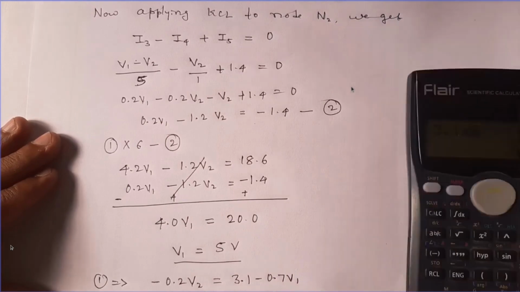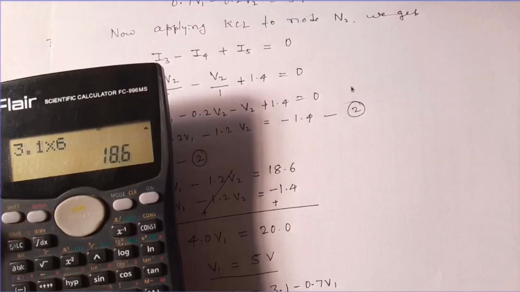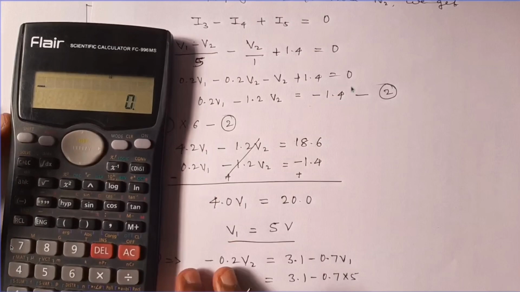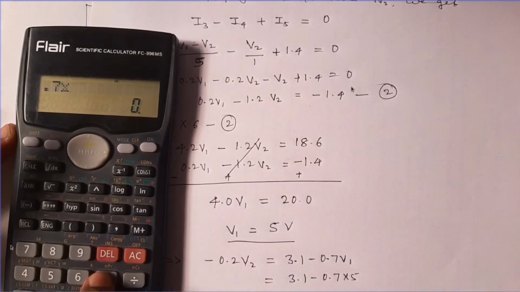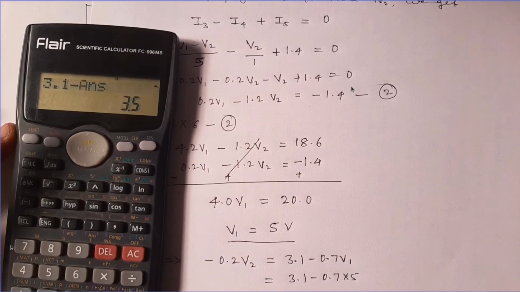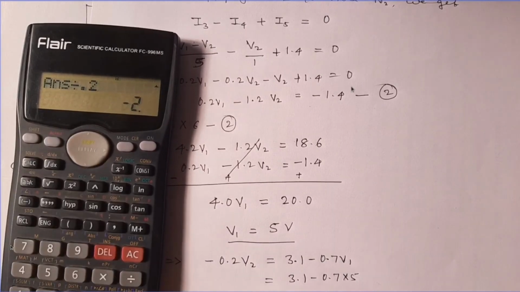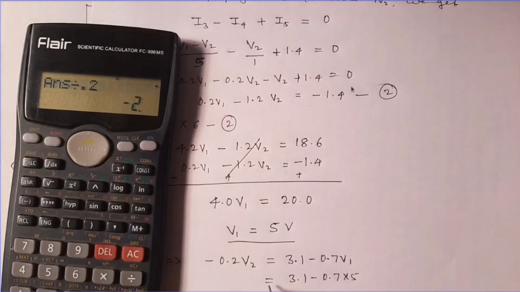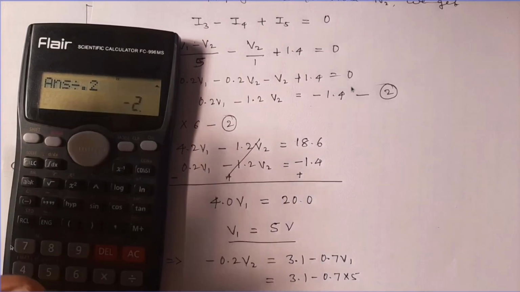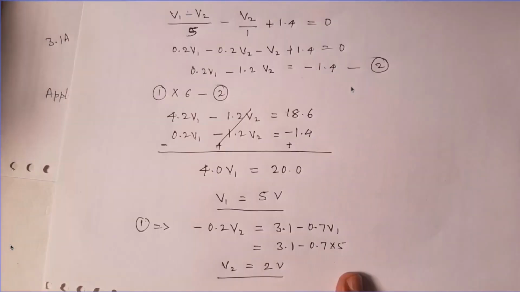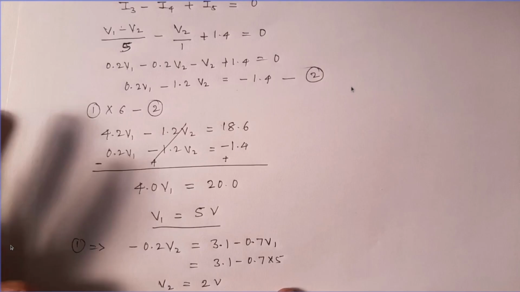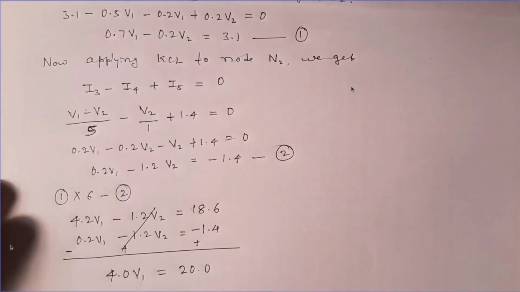Say, dear students, if I calculate 0.7 into 5, then 3.1 minus that answer, divided by 0.2, is equal to 2 volts. That means V2 is equal to, minus into minus is plus, 2 volts. So V1 is 5 volts and V2 is 2 volts, right? That is what we obtained.